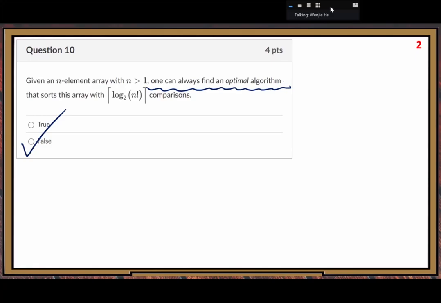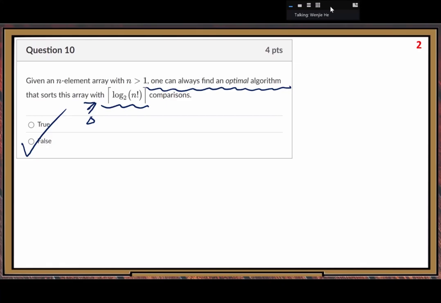So one can always find. But remember, this is our lower bound. For comparison sort, we know the number of comparisons must be greater or equal to this lower bound number. Okay? That's our result. We can prove it. This semester I do not have time to prove it, but we can prove it.